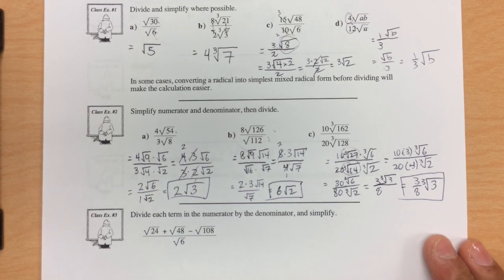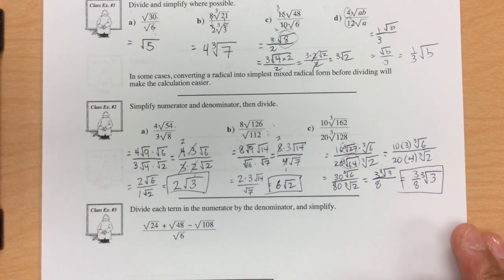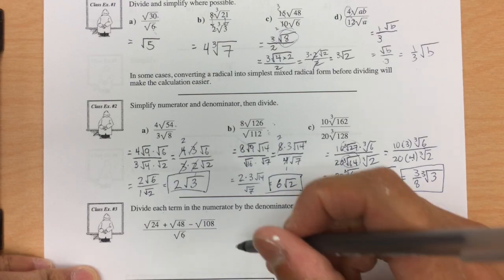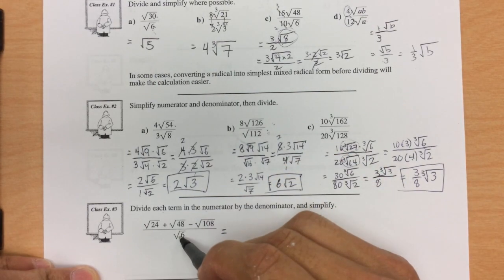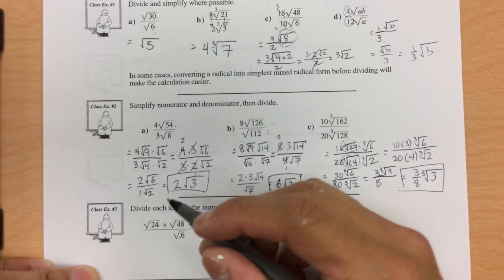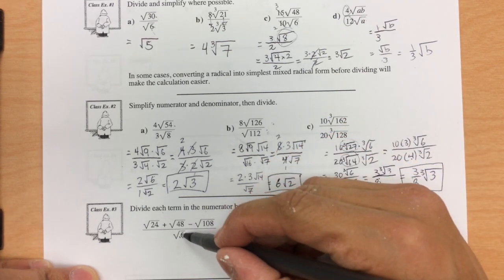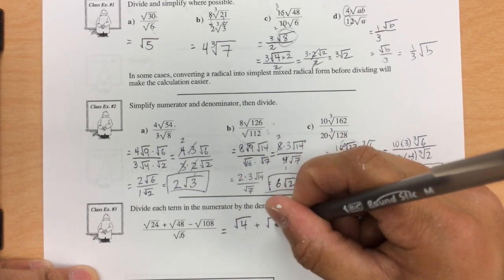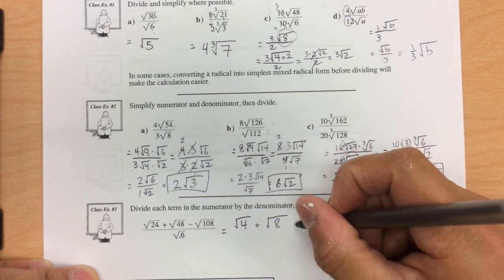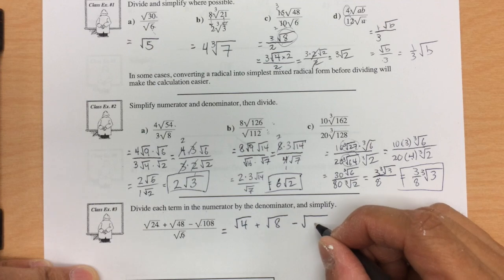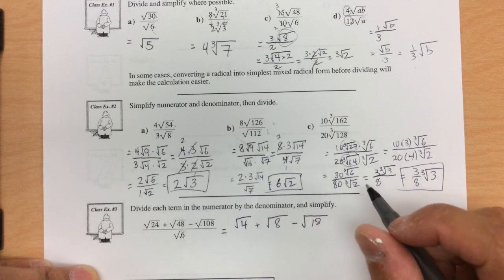All right, next example. Divide each term in the numerator by the denominator and then simplify. So first of all, I have square root 6. That goes into square root of 24 square root 4 times. 6 into 48, that would be the square root of 8. And square root of 108 divided by 6 is 18.